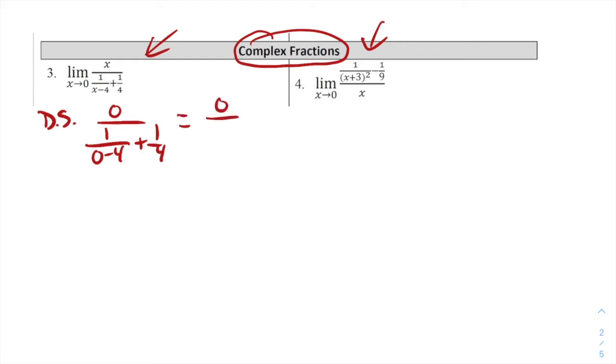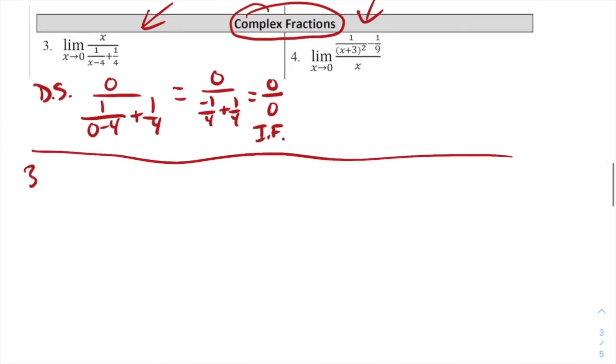So that would be 0 over negative 1/4 plus 1/4, which would be 0 over 0. We've got an indeterminate form, which gives us an idea that maybe if we try some algebraic techniques, we can simplify this. And so let's do that.